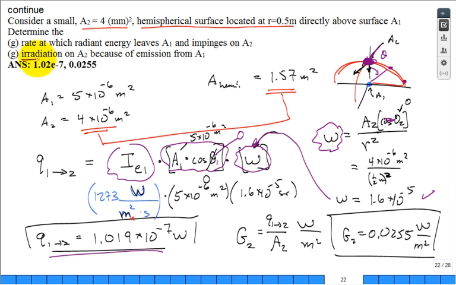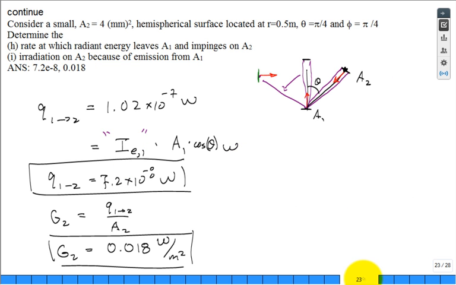Okay, what's the irradiation on 2 because of the emission from 1? Well, irradiation is how many watts per meter squared of the area that's getting hit. So you take how many watts are coming up, you divide by the area of 2 to get irradiation, and there's the number. Boy, this is a tough problem. I think this is the last page of it.